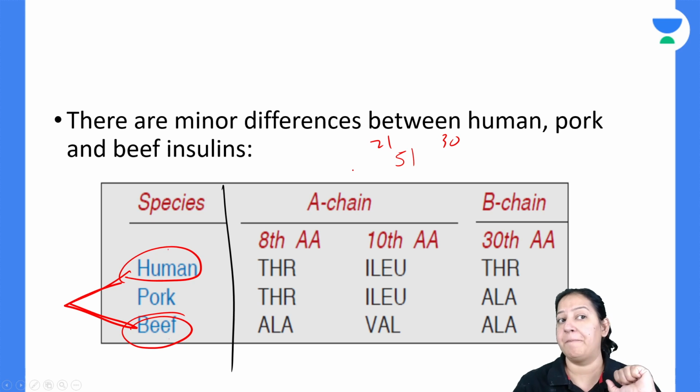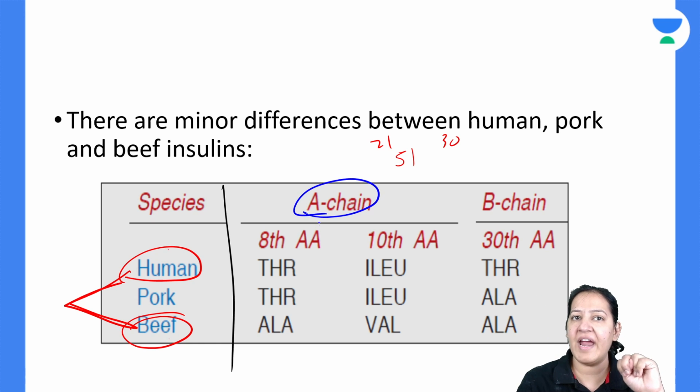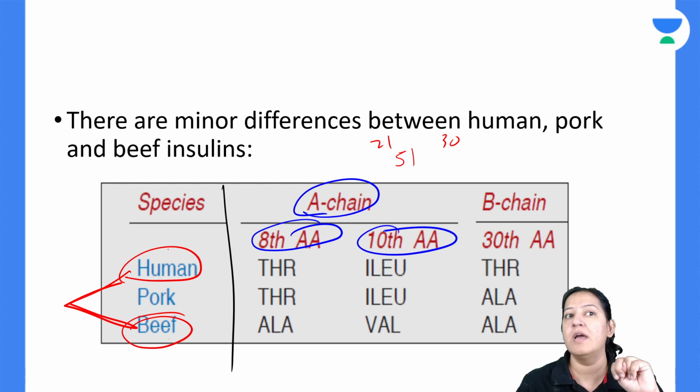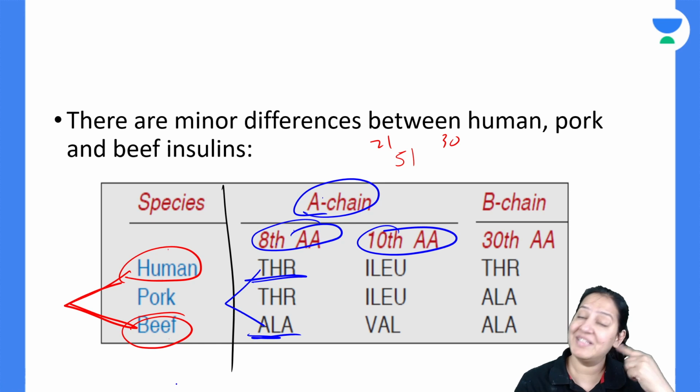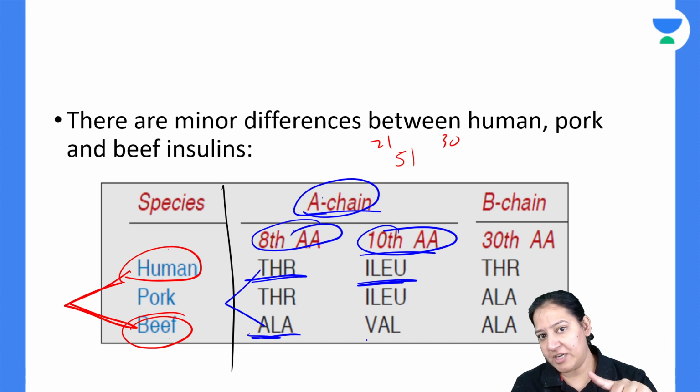But there is a difference. In beef insulin, there are two differences on the alpha chain: the 8th amino acid and the 10th amino acid. In humans, the 8th amino acid of the alpha chain is threonine, but in beef it is alanine. See, instead of threonine, they have alanine. And in humans, the 10th amino acid of the alpha chain is isoleucine, but in beef it is valine.